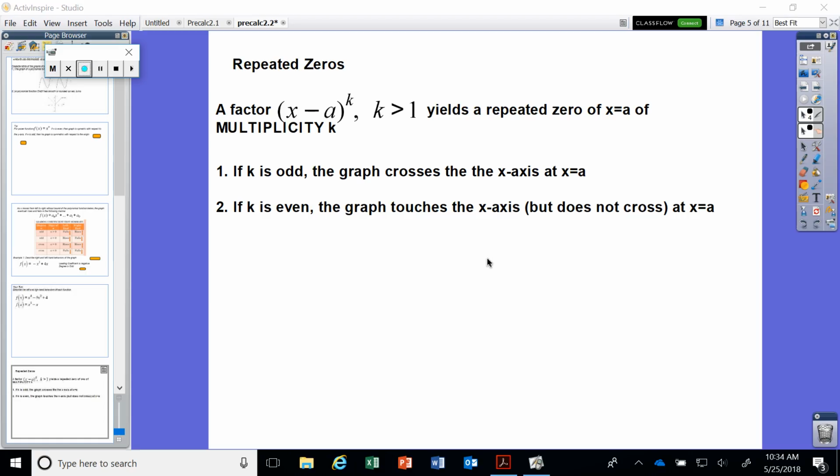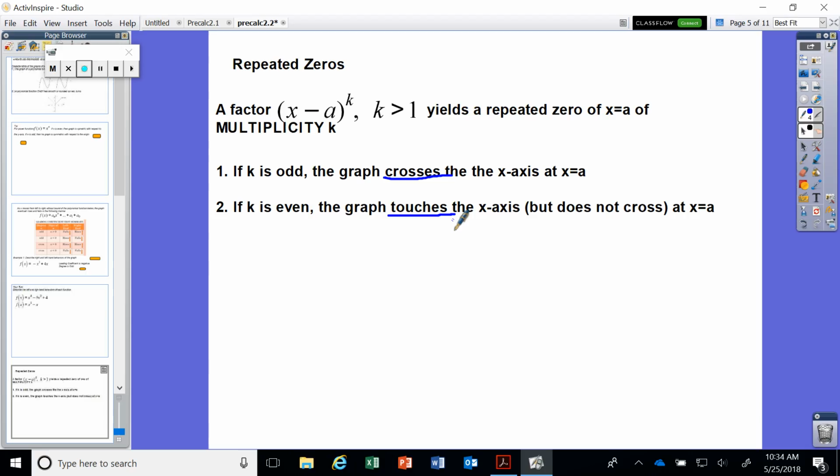Then if k is even, the multiplicity is even, then the graph touches the x-axis, but does not cross at x equals a. Take note of a key difference here. What do you notice? The graph crosses the x-axis and the graph touches the x-axis. Take a moment. Answer this question to yourself. Why is this important? What does it mean for it to just cross or to just touch? What is really the difference between these graphs?